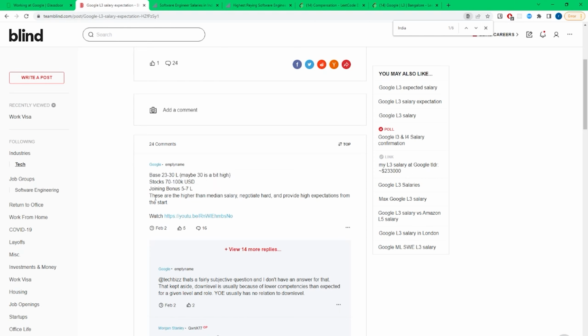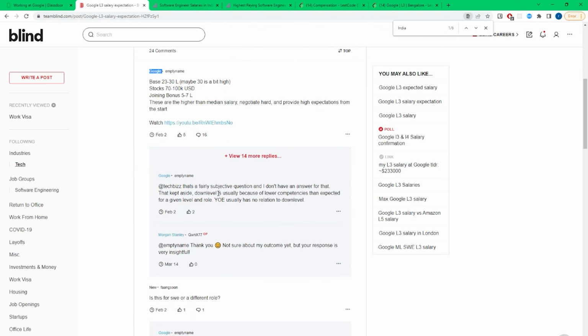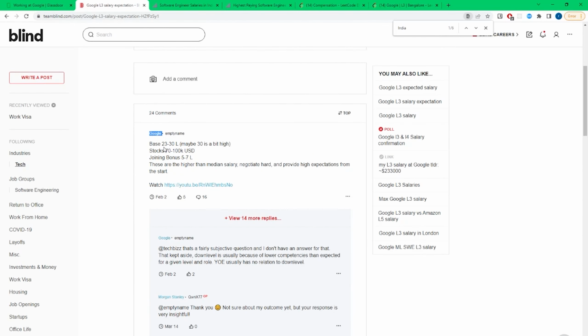So this data can be validated in some way because you do know that people who are working at Google are sharing these compensation numbers, but you don't know who is sharing it. It can be an HR, it can be a manager, it can be anyone. So you can also take this with a grain of salt, but try to take in as many data points as you can, and you can find out an estimate overall.